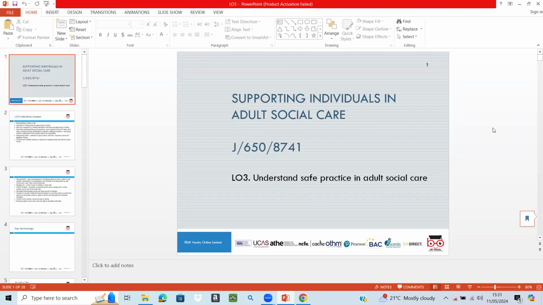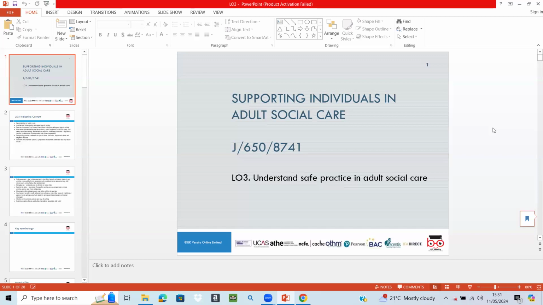I welcome you all again to today's session, which is about supporting individuals in adult social care. We will discuss learning outcome number 3, which is to understand safe practices in adult social care. Just for a recap, and to start the lecture, I'll begin with what happened in adult social care.